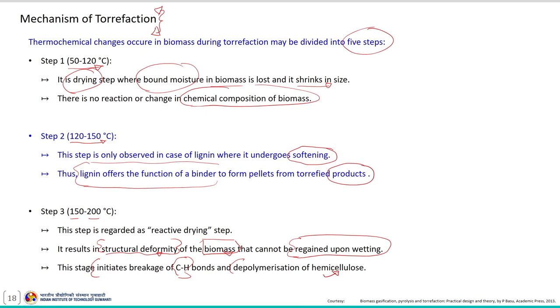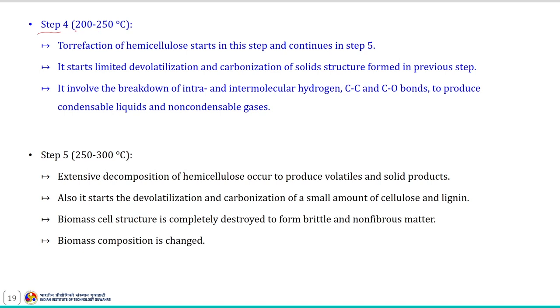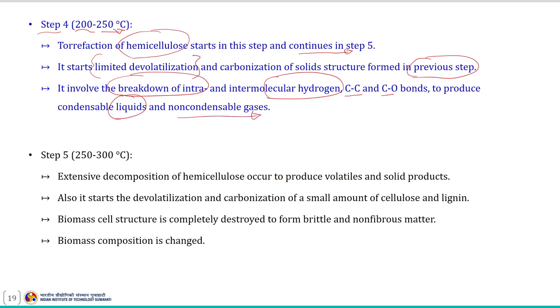And the next step in the torrefaction is step 4, which is between 200 to 250 degrees C, and in this step the torrefaction of the hemicellulose starts and even continues in step 5 as well. It starts limited devolatilization and carbonization of the solid structure formed in the previous step, that is step number 3, and it involves the breakdown of intra- and intermolecular hydrogen, carbon-carbon and carbon-oxygen bonds to produce condensable liquids and non-condensable gases as well.